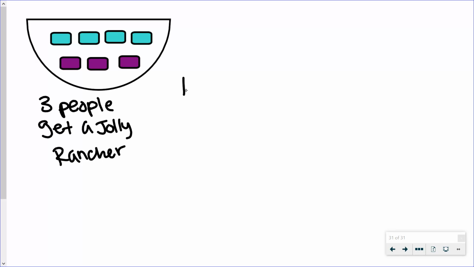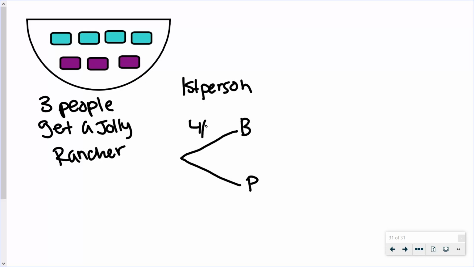Okay, my first stage, or my first person, has 2 options. They can either pull out a blue or a purple. B for blue, P for purple. Well, what's my probability of blue? 4 out of 7. What's my probability of purple? 3 out of 7.